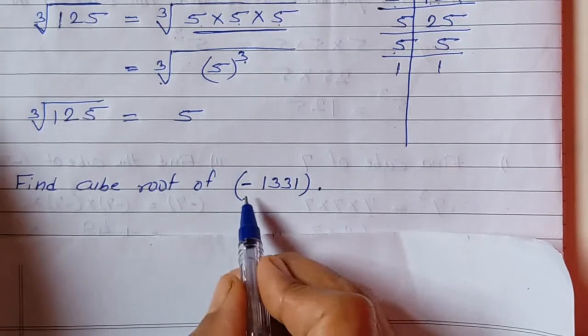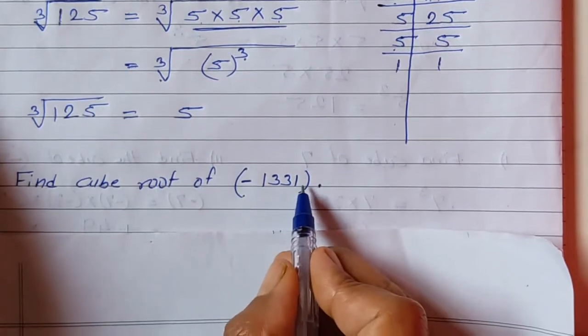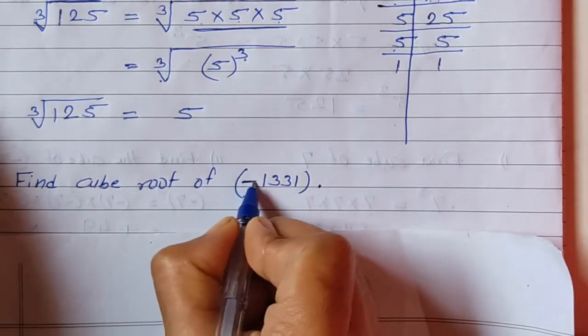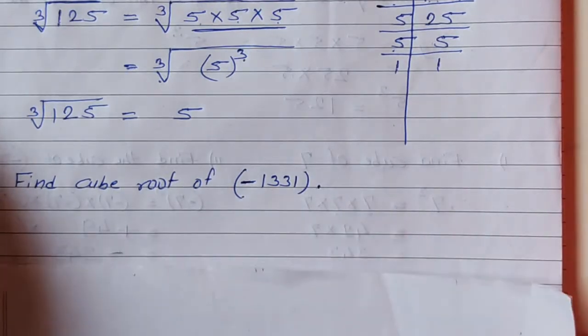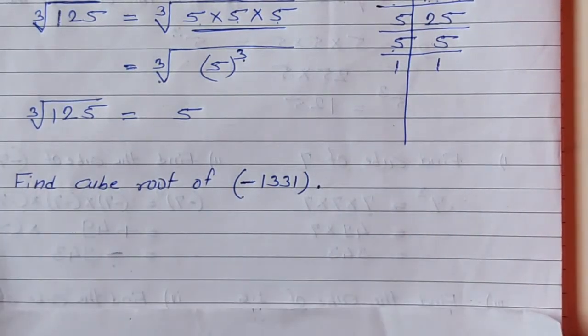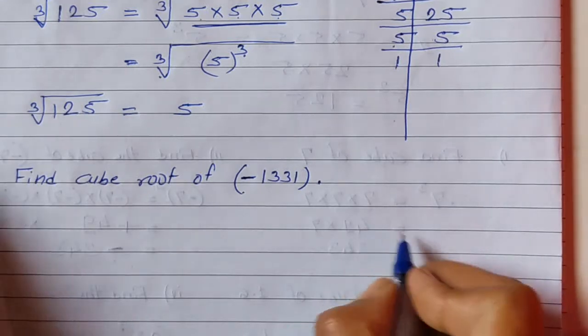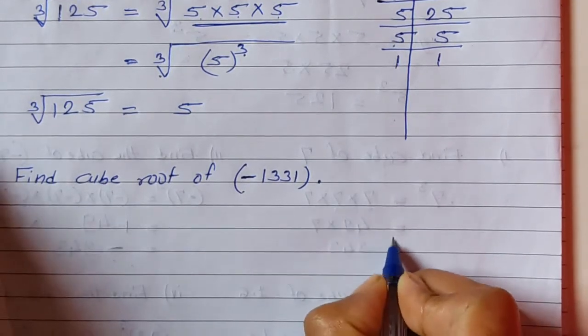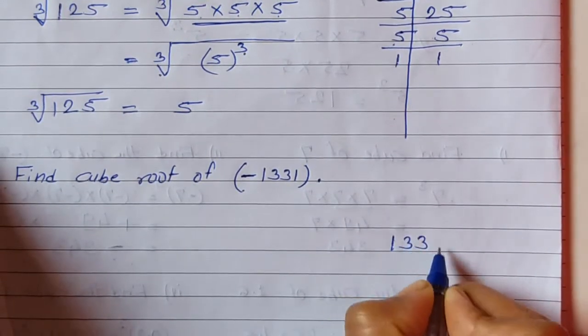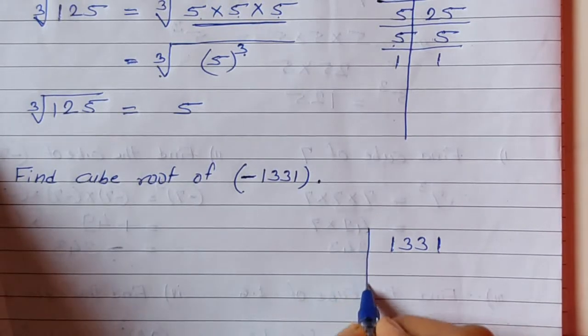Let us study the next example. Find the cube root of minus 1331. Now, the minus symbol is given here, so put it aside for some time. Let us find its factors first.